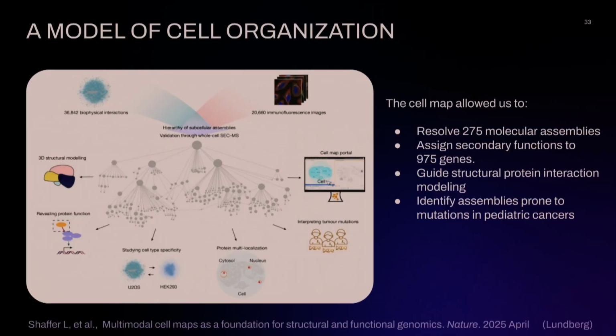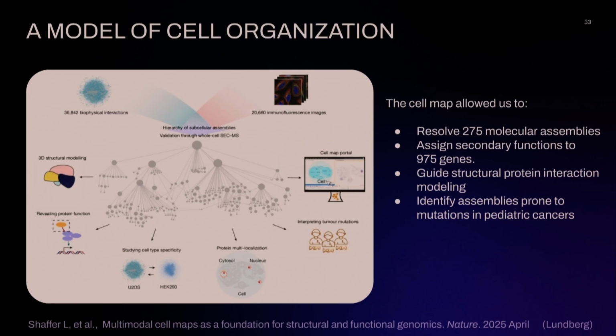So in this paper that was published in Nature earlier this year, we demonstrated how these simple cell maps that are learned directly from data can be used to gain novel biological insights, such as, well, we resolved these 275 molecular assemblies. We could assign secondary functions to almost 1,000 genes.